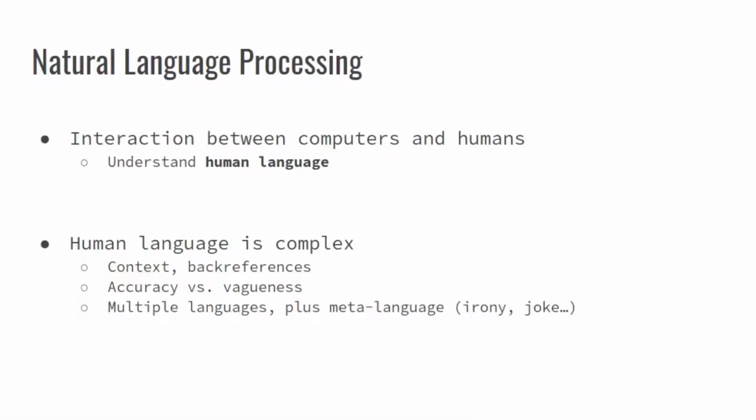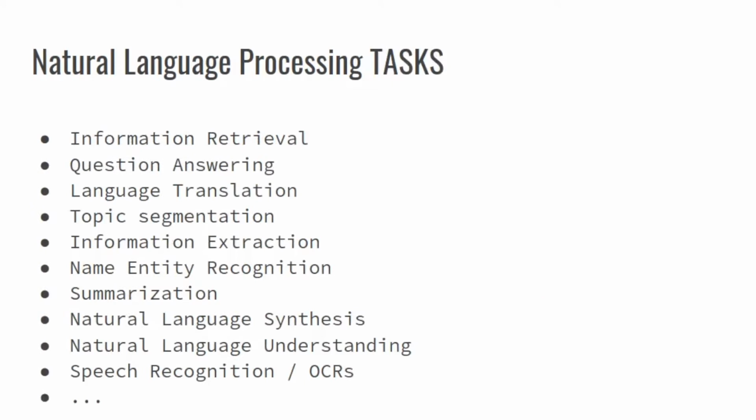So let's start. Natural language is actually human language, so the idea behind natural language processing is to help computers understand humans. So the interaction between computers and humans becomes more fluid somehow, but human language is really complex. So how can we approach this problem?